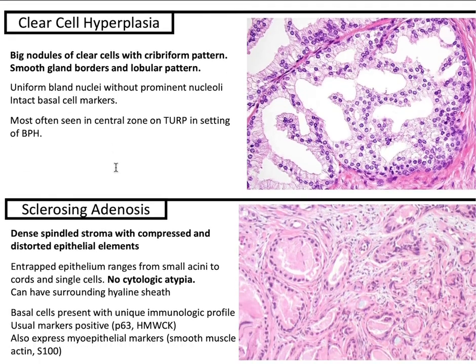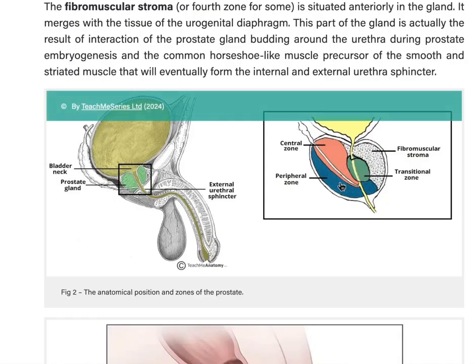Clear cell hyperplasia. You'll have big nodules of clear cells with cribriform pattern. You have smooth gland borders and lobular pattern. You have uniform bland nuclei without prominent nucleoli, and should have intact basal cell markers. And most often seen in the central zone on TURP in the setting of BPH. Again, there's the central zone right here.